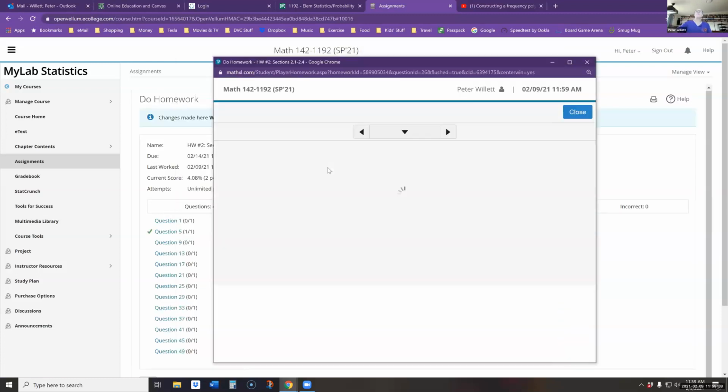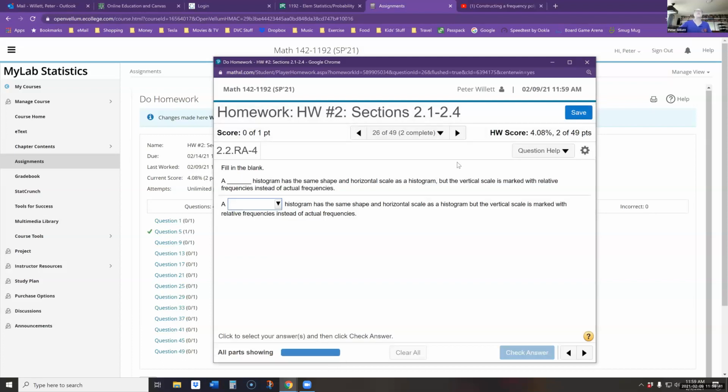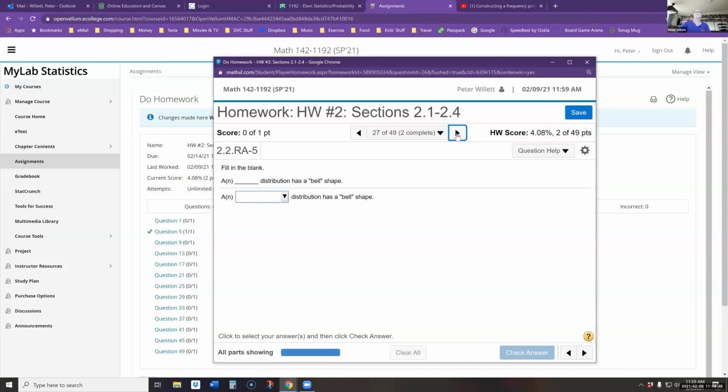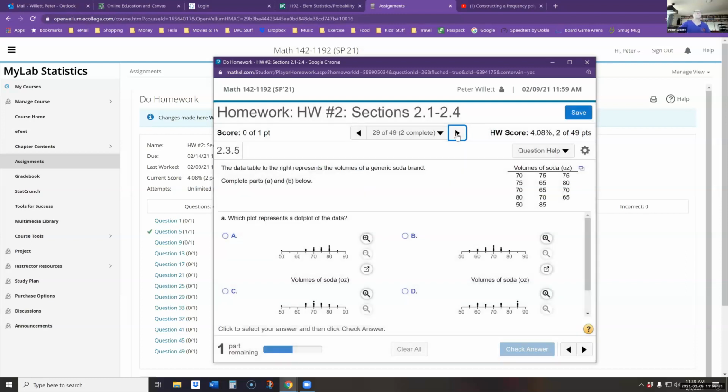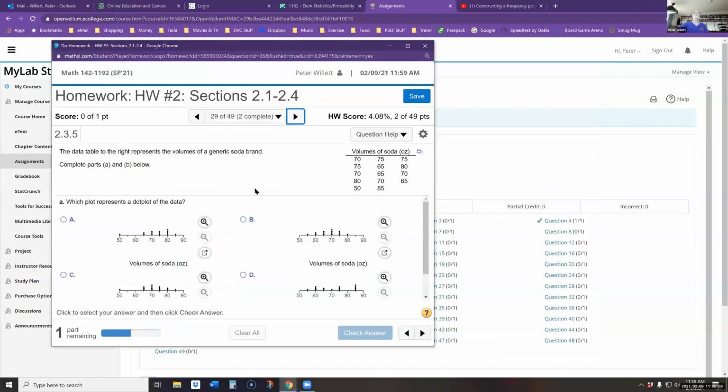I thought there was one in which they asked us to do the first thing they showed us, which was a dot plot. So let me find that, and I'll show you how to make a dot plot as an example of how to use StatCrunch to help with some of these graphing. Here we go. All right, so this is number 29 from the homework set. It says the data table to the right represents the values of the volumes of a generic soda brand. Complete parts A and B below.